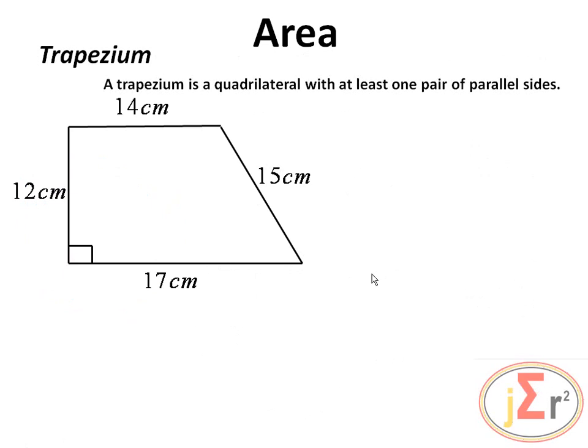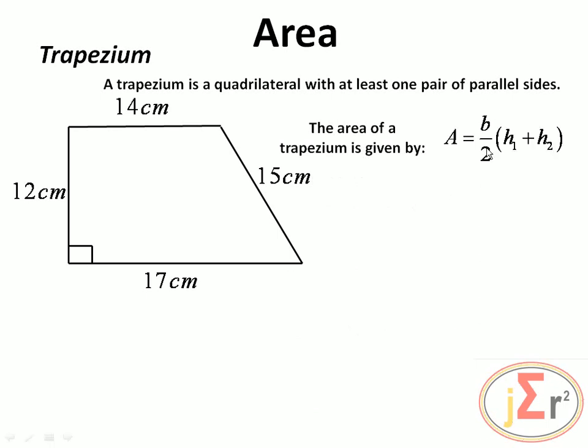A trapezium is a quadrilateral with at least one pair of parallel sides. The area of a trapezium is given by b over 2 times (h1 plus h2).